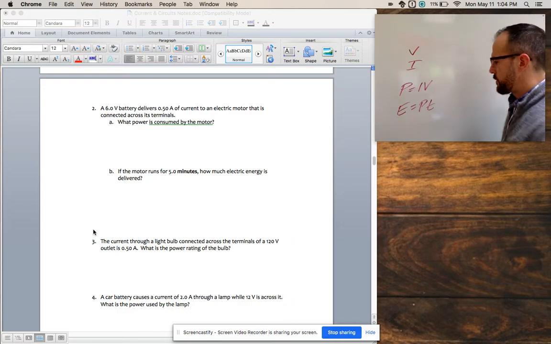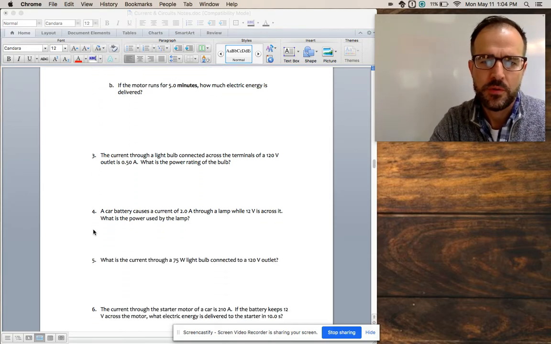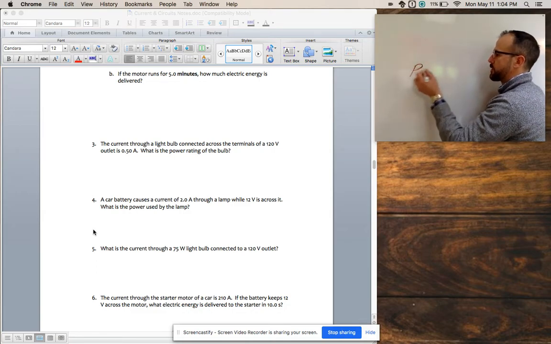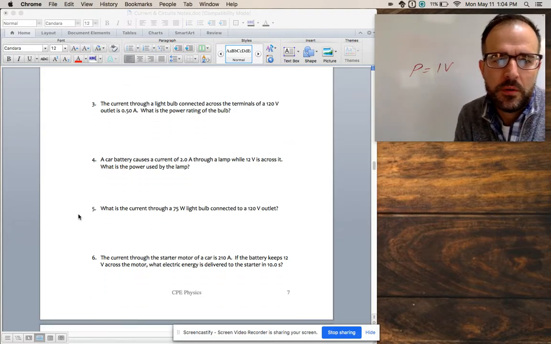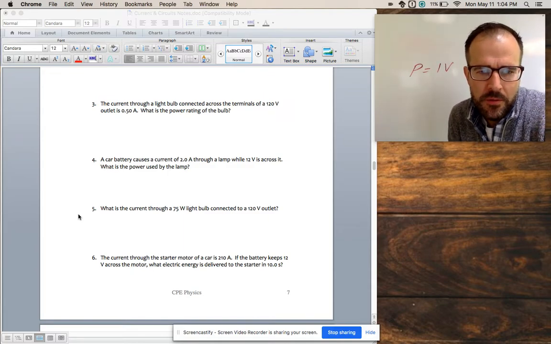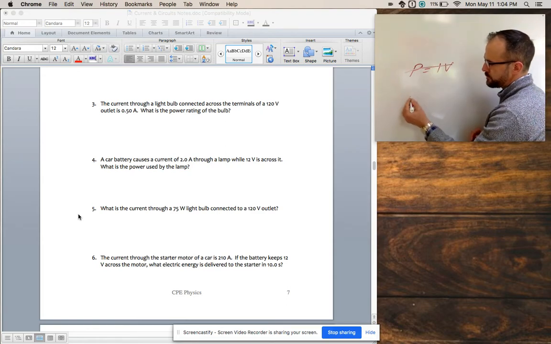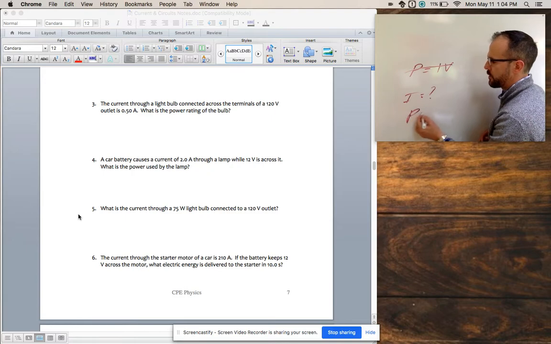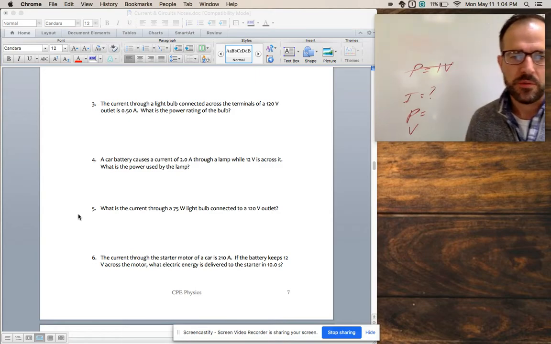Number 3, current through a light bulb across the terminals of an outlet. It wants to know the power. So this looks like a straightforward P equals IV. You've got the voltage and the current. In 4, car battery, you've got current, you've got voltage. It wants power, same thing. 5, current through a watt. All right, so it's looking for I, and it's giving you power and voltage. So P equals IV going a little backwards, looking for current.